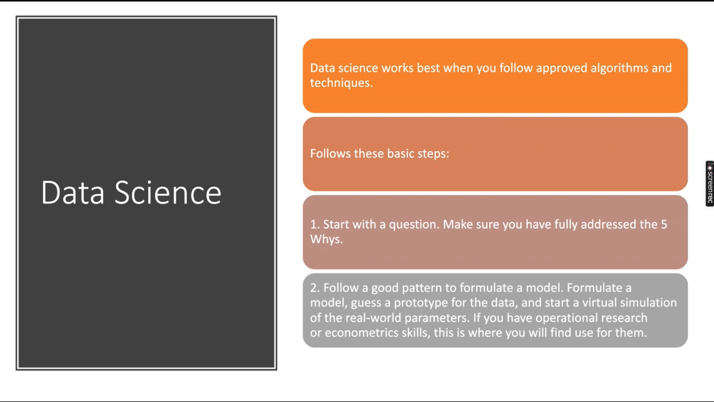Data science works best when you follow approved algorithms and techniques. So we need to follow these steps. Start with a question. Make sure you have a fully addressed 5 whys. All the 5 whys we have to consider in this. Follow a good pattern to formulate a model. Guess a prototype for the data and start a visual simulation of real world parameters. If you have operational research or econometric skills, this is where you will find use for them. So we have to formulate a good model.